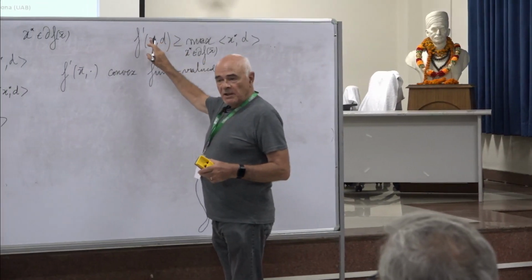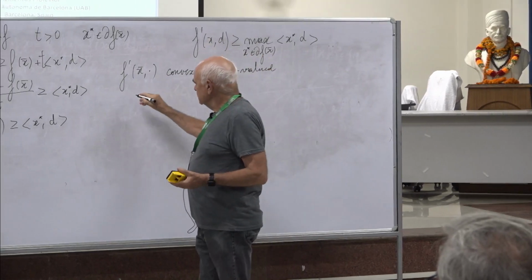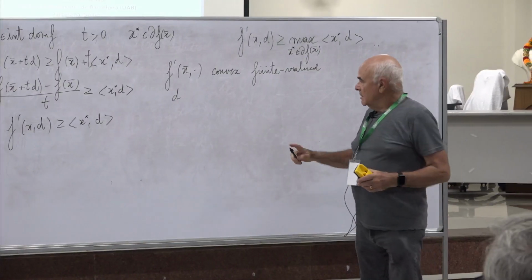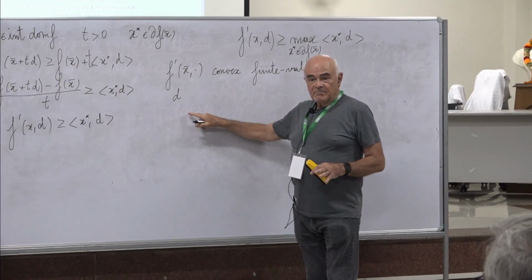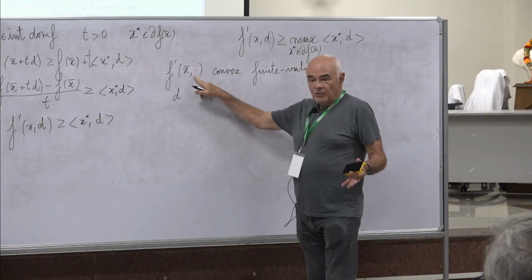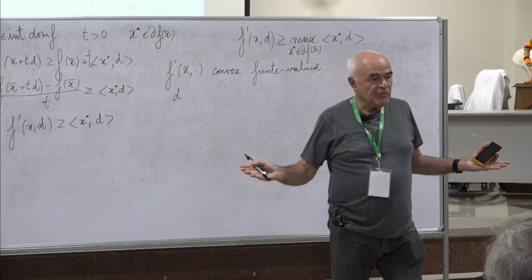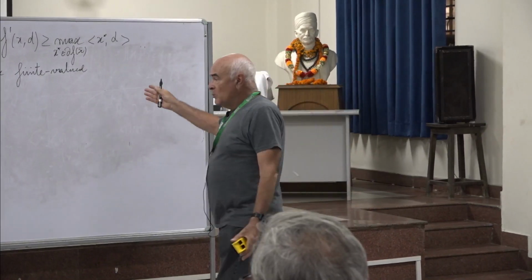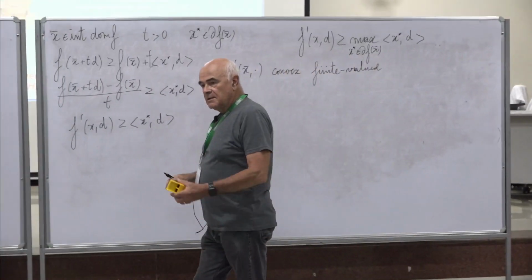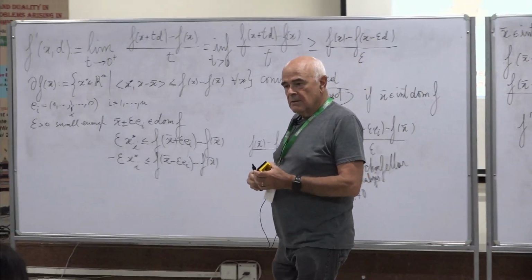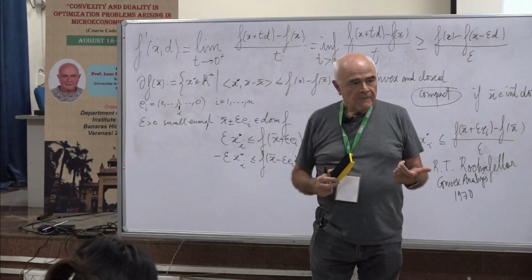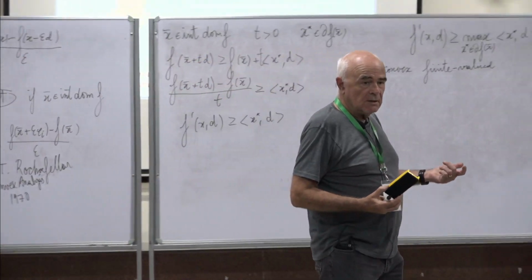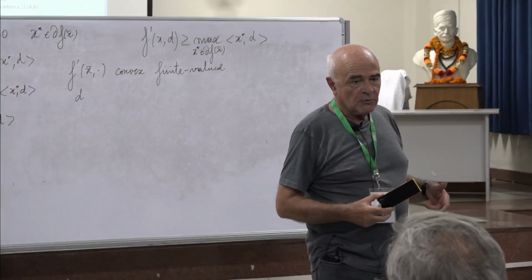Let's look at a particular d. This d belongs to the interior of the effective domain of this function, because the effective domain is the whole of Rn. So the interior is the whole of Rn. And we have proved that a convex function has a subgradient, has a non-empty subdifferential at every interior point of its domain.